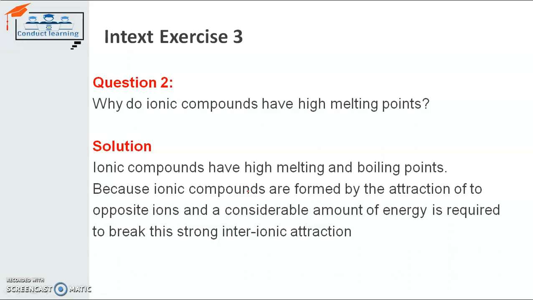And because of the positive and negative charge formed on them, a bond like that requires a high melting point, because the energy required to break that bond is very high. That's why the ionic compound has a high melting point, and the same is written here also. Ionic compounds have high melting and boiling points, because ionic compounds are formed by the attraction of 2 opposite ions. One ion will be a cation, another ion will be an anion. Cation will be positive, anion will be negative.